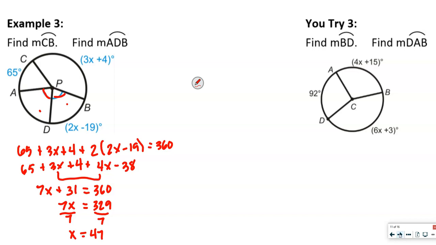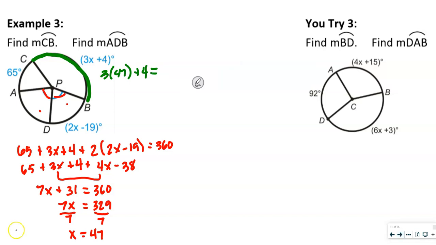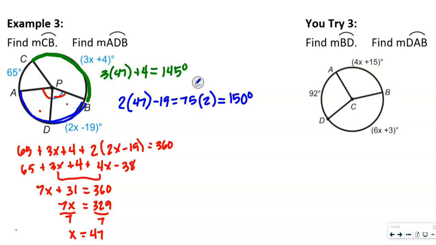Now, to find arc CB, let's go ahead and find CB up here. That's this, right? So aren't we going to go ahead and do 3 times 47 plus 4? So this is equal to 145, okay? Then we're just going to find one of these, and then we're going to multiply it by 2, right? Because it's asking us for this whole part down here, okay? So I'm going to go 2 times the 47 minus 19. That was 75, and then we're going to multiply that by 2 to get our answer. So that's going to be 150 degrees.